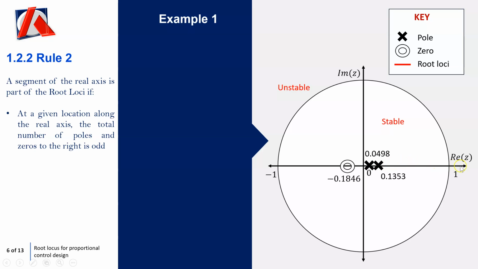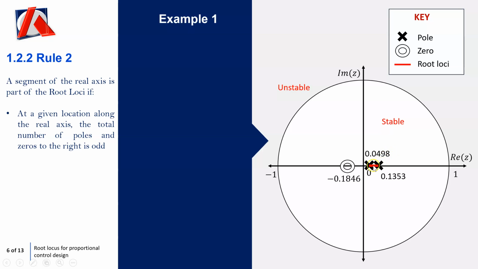It's quite a simple rule, but if you can see my mouse cursor now, at the moment there are no poles and no zeros to the right. Now we've got 1 pole to the right and no zero. So that's an odd number, so we're on the root loci there.